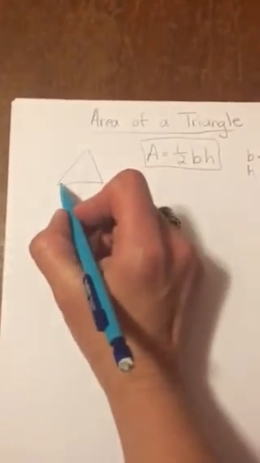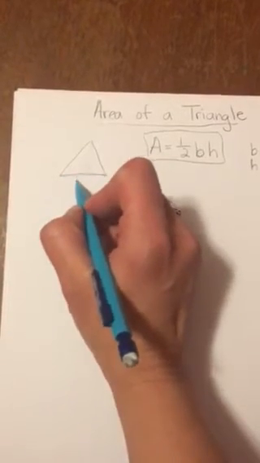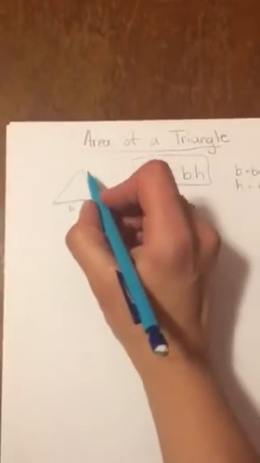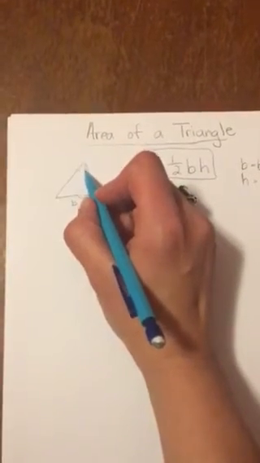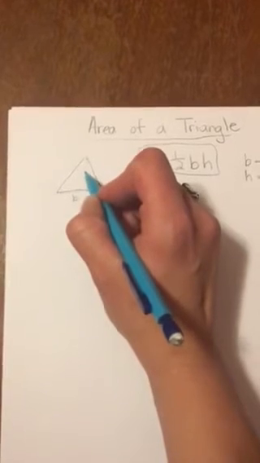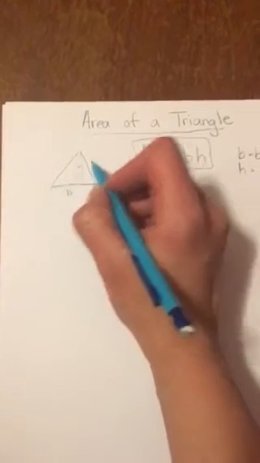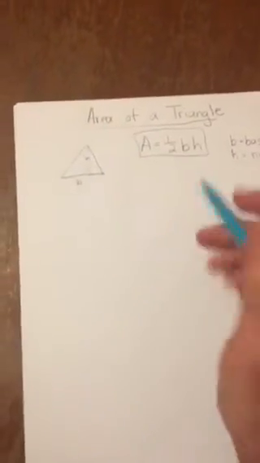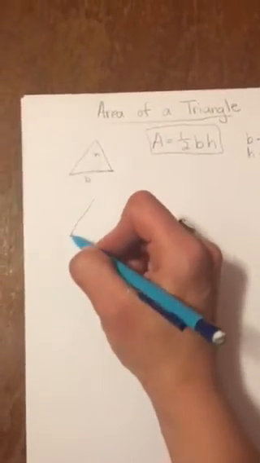So the base is just that. It's the base of the triangle. So I'm going to label that B. And then the H is the height. So from the top peak all the way down to the base, that would be the height. That's an H. Okay, so let's go ahead and try one of these.